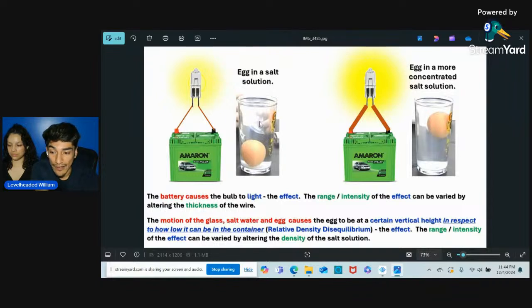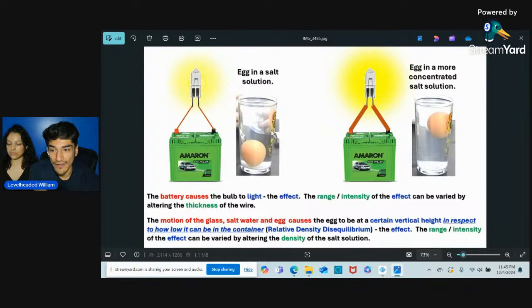If you were in a free fall, for example, or in a place with no force acting on you, and you change the density of the water, nothing's going to happen. The egg's not going to start to float. So that would prove that density of the water alone does not cause the motion of the egg.